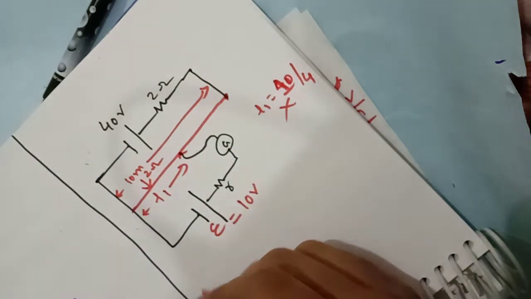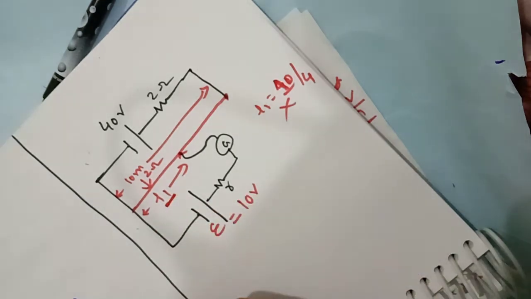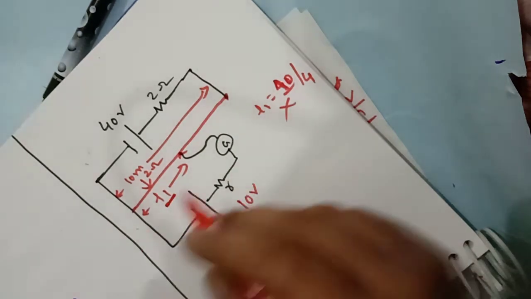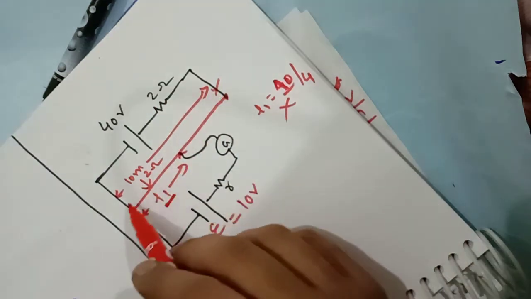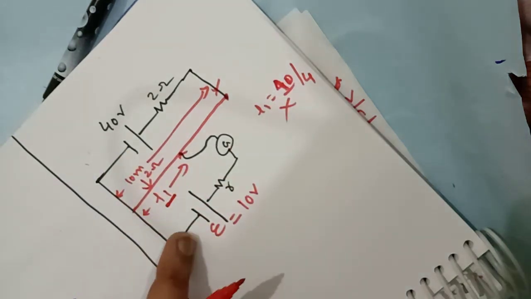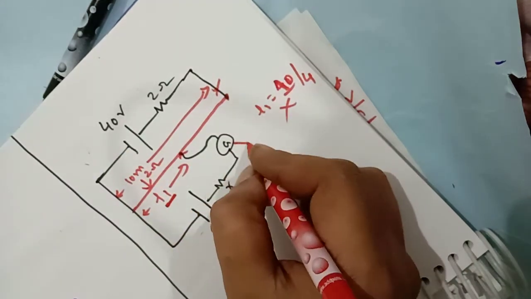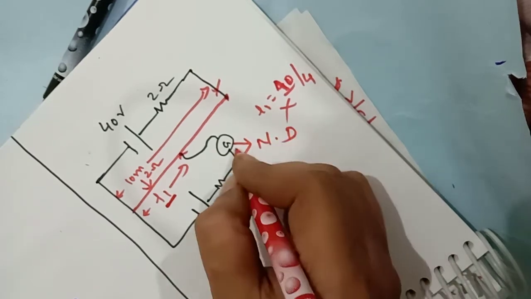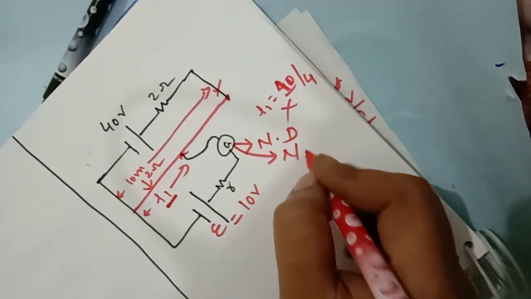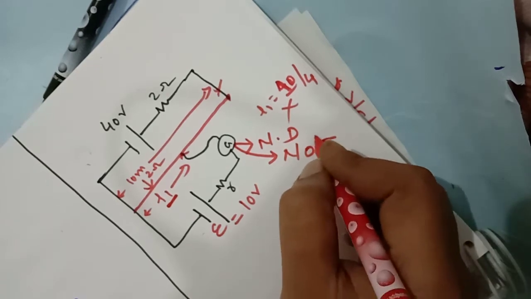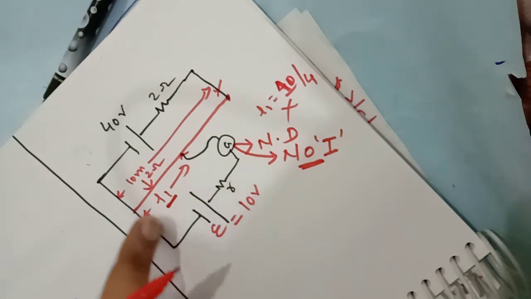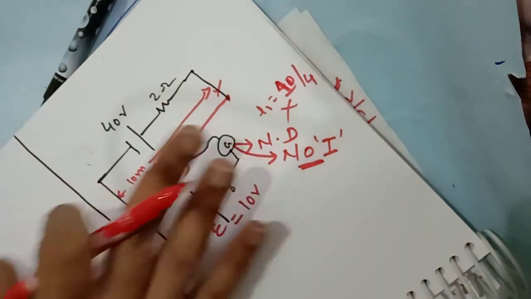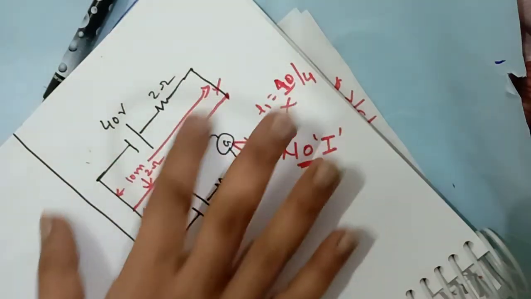Now you are required to find this E1, L1. So what can we do? We have to find the current over here. How can we calculate it? No current will flow over here, it is showing null deflection. That means there is no current. If there is no current, we can ignore this circuit for now.